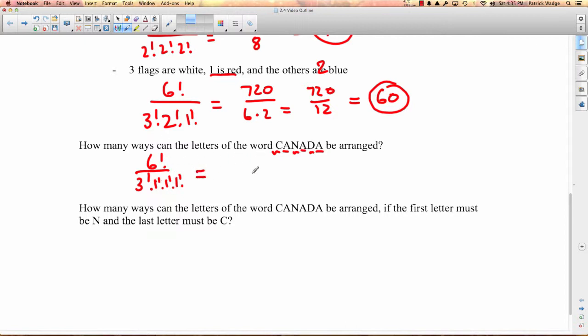6 factorial, I'm getting sick of this. 6 factorial is 720. 3 factorial, that's 3 times 2 times 1 is 6. And 720 divided by 6 is 120.